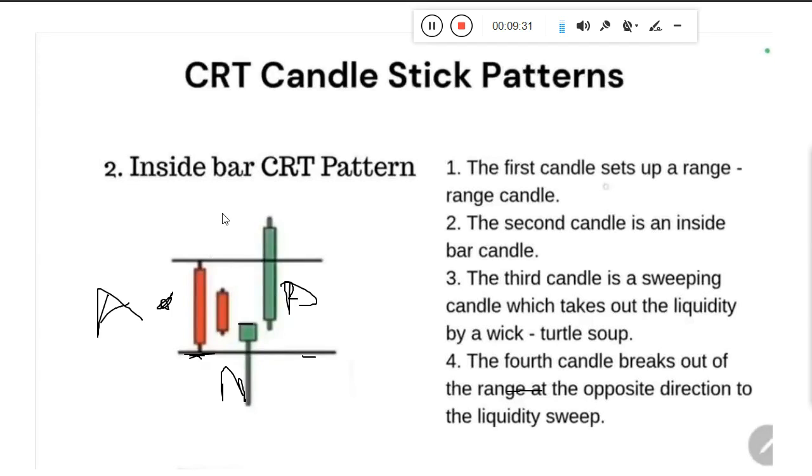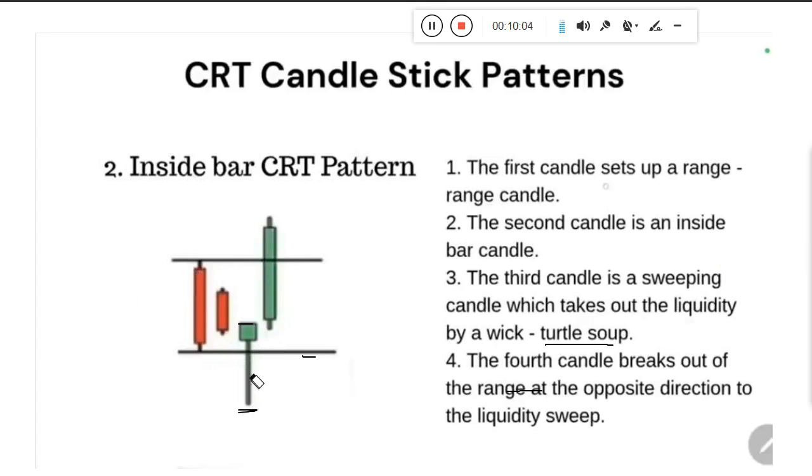So the inside bar pattern: the first candle sets up the range, just like the first CRT pattern we have. The second candle is an inside bar candle. The third candle sweeps the liquidity by a wick, which we can also call a turtle soup manipulation. Then the fourth candle breaks out of the range in the opposite direction of the manipulation.